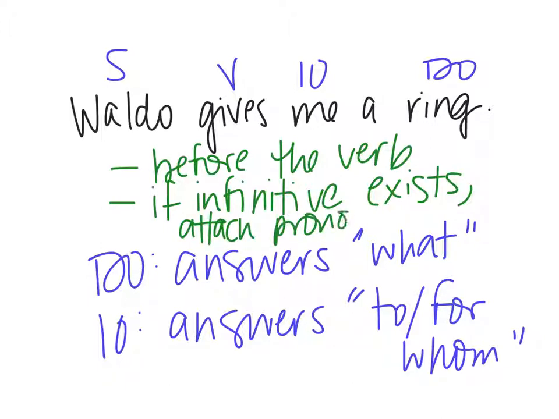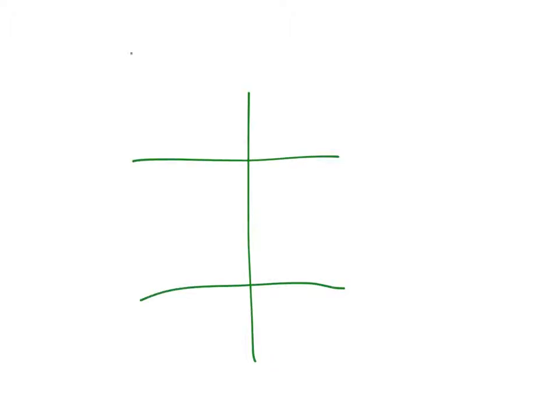We're going to look at this in a lot of different examples, so don't get too stressed out. It's pretty easy. But first, let's look at what the pronouns actually are. So, direct object pronouns you already know. Here are my indirect object pronouns.